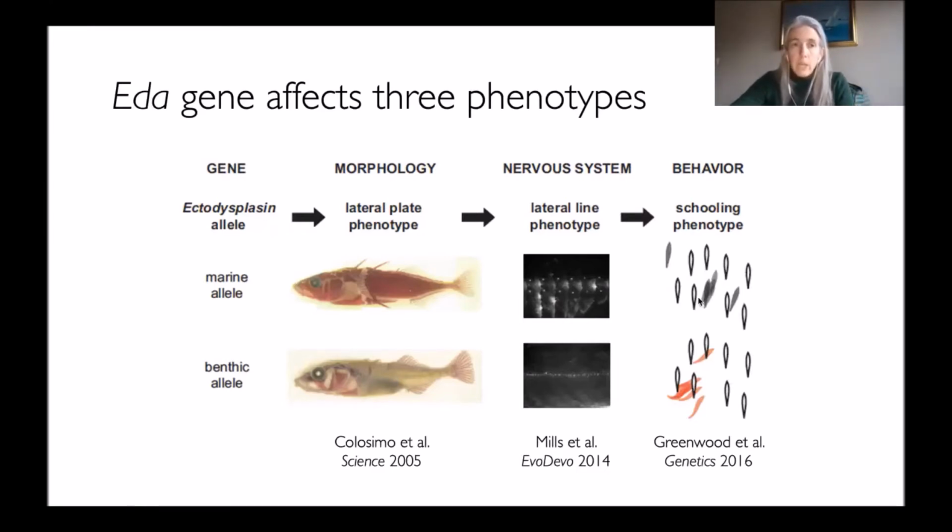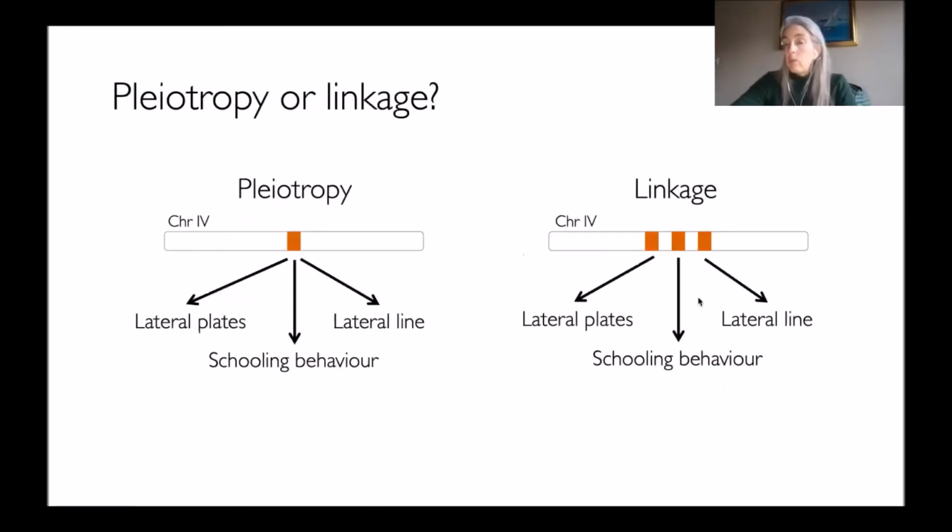But what we didn't know is whether that was due to a single pleiotropic mutation affecting these different phenotypes, or whether it was due to linked mutations that each independently affect these different phenotypes. We also didn't know, for the QTL cluster with all of these traits mapping to the center of chromosome 4, whether any of these other traits were driven by EDA.